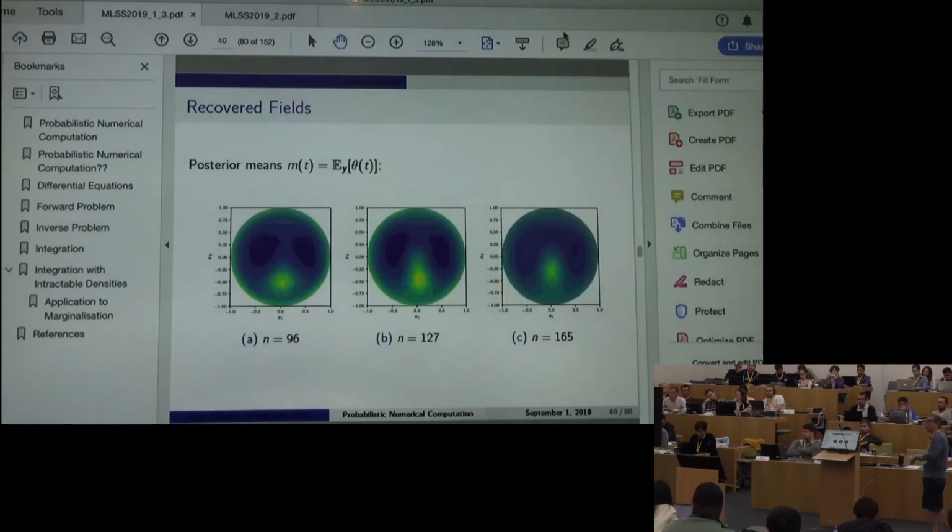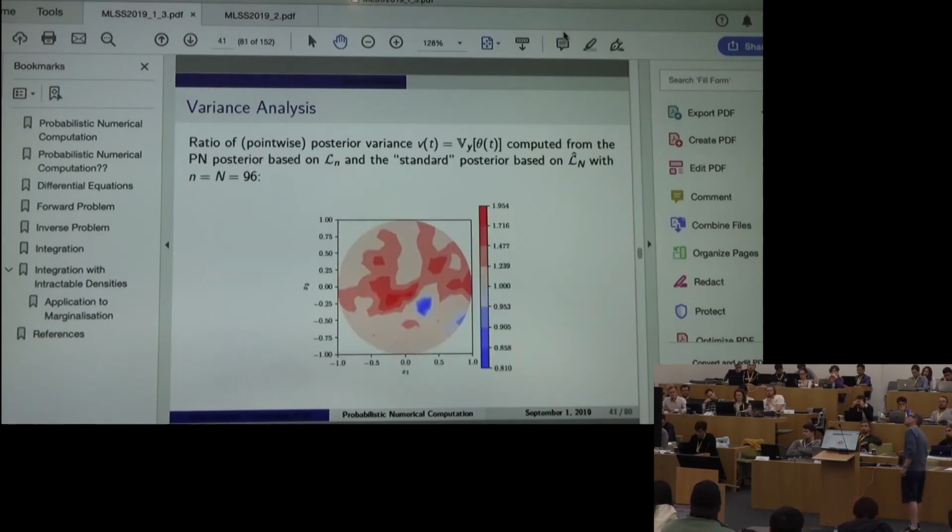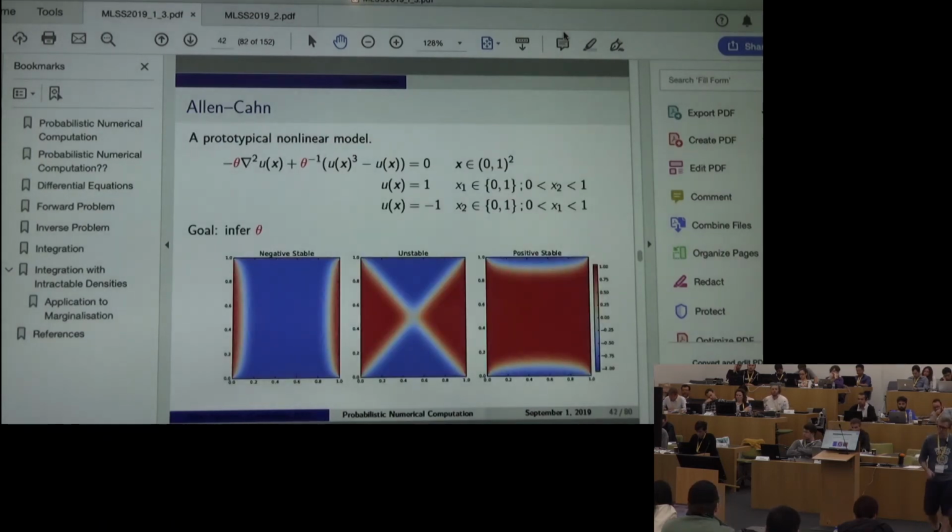Let me just close this by giving you one final example where up until now we've basically spoken about probabilistic numerics where the operator, so in this case the partial differential equation, is linear and everything goes through nice and analytically. Now the reality is in a large number of cases the governing PDEs are typically nonlinear, and here's an example here of a nonlinear PDE.